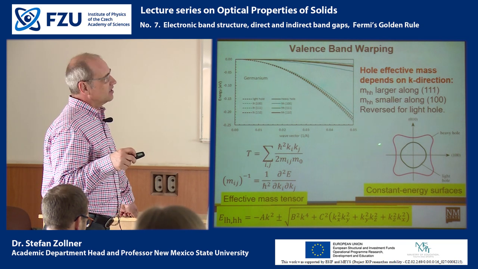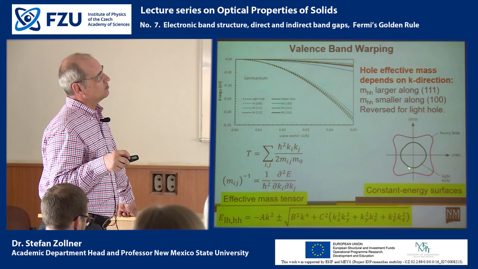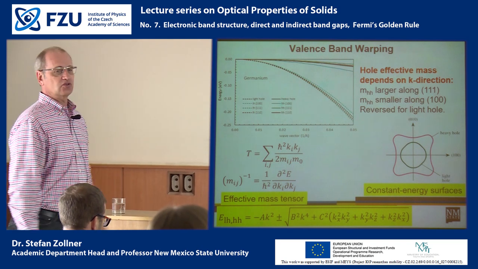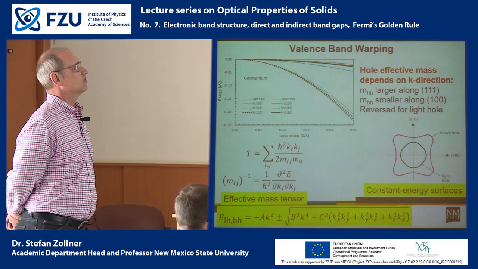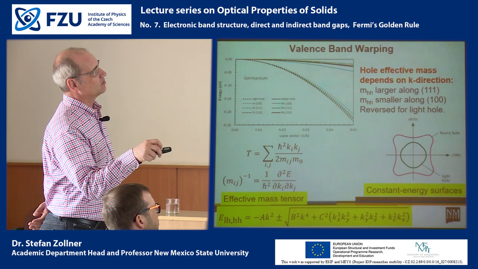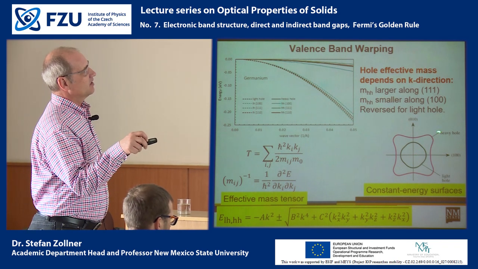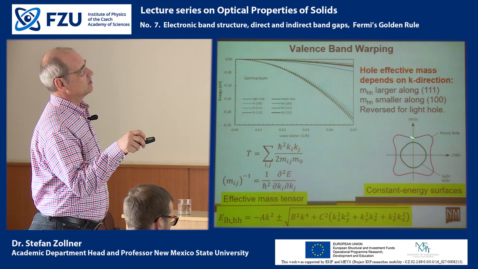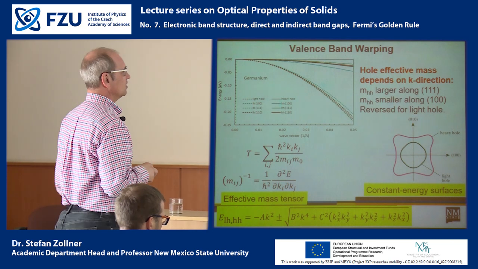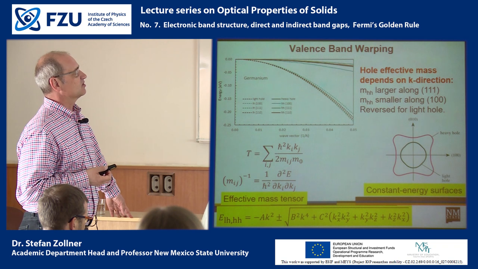And if we look at constant energy surfaces, then for the light hole, we're getting this black line, which is almost a circle. So the warping is not very strong for the light hole. But for the heavy hole, we're getting something which is really not a circle. And that means that these constant energy surfaces are very warped, and a spherical average may not be a good approximation for all experiments.